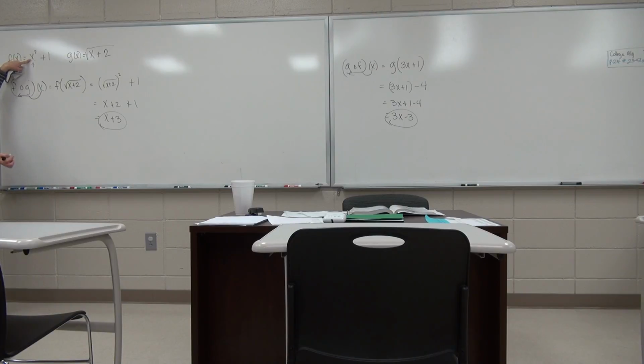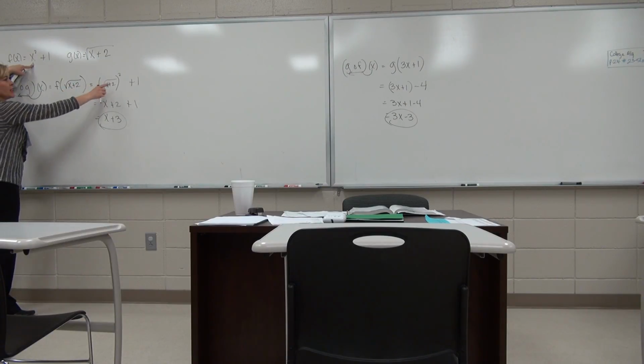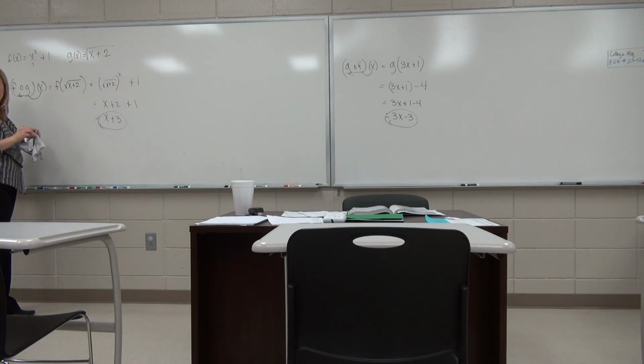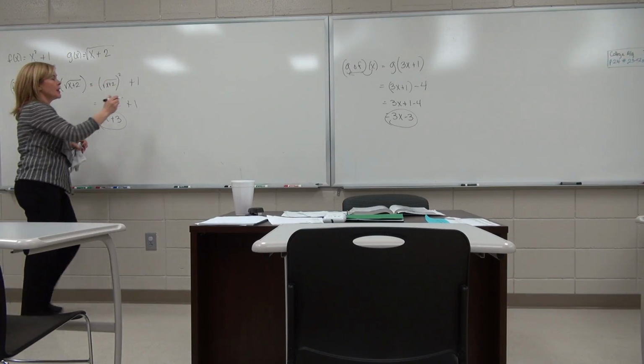The one I just erased had a 3 times the g of x part. It had 3 times x minus 4 on it because it had a 3 in front of that x in that f of x function. This f of x function is being squared, so when you put the g in, you've got to square it. Everybody okay there? Now let's go the other way.